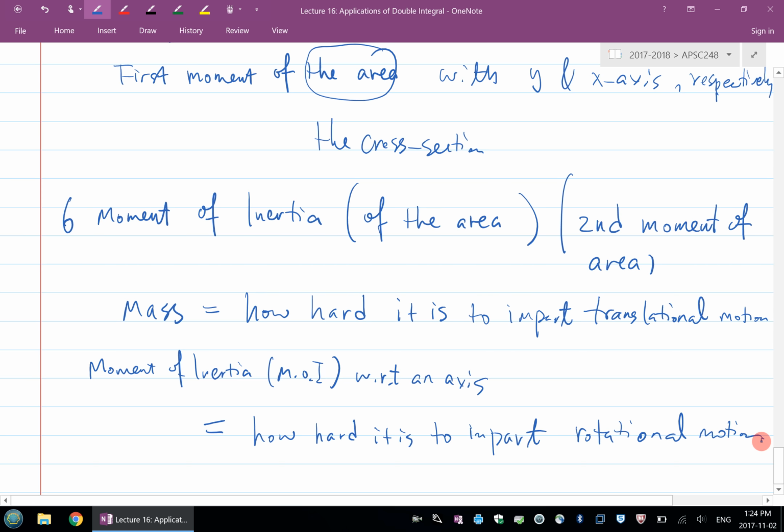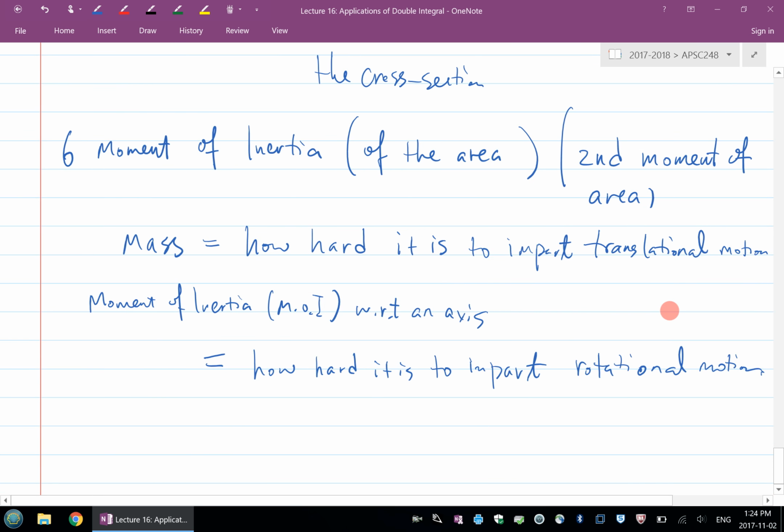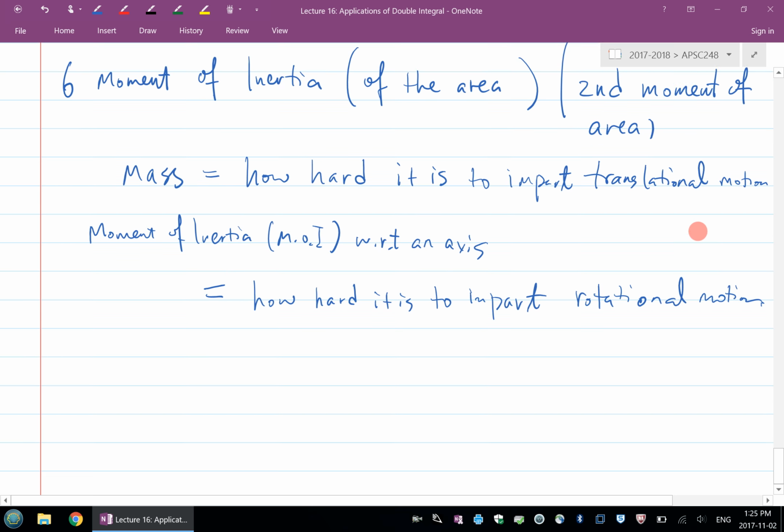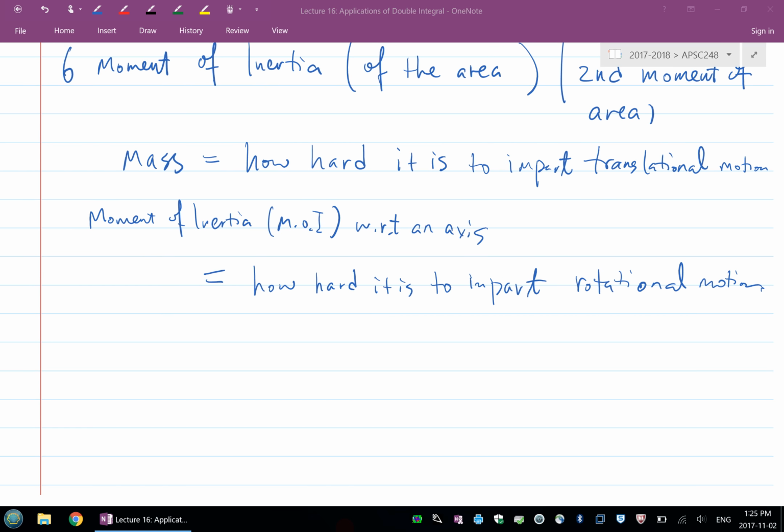So this gives you an idea. If you want to spin a really big guy, it's much more difficult to spin than a small one, right? Which is why figure skaters are slim and small in size. That helps. So how do we calculate moment of inertia here? I'll still start from the very beginning.